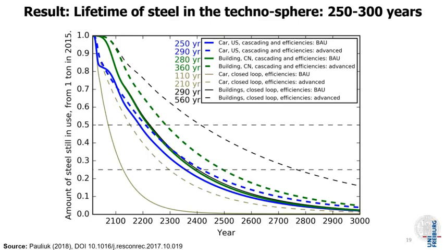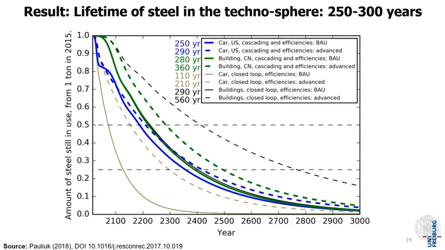If we do closed loop, it's actually shorter for the reasons I mentioned below. And if we go straight into buildings with a lot of circular economy, it can extend up to 560 years. So overall, steel lasts for centuries in the anthroposphere. That sounds like a lot, but remember, the environmental damage of the steel, especially the climate impact, will last for millennia. So it's maybe not that sustainable after all.